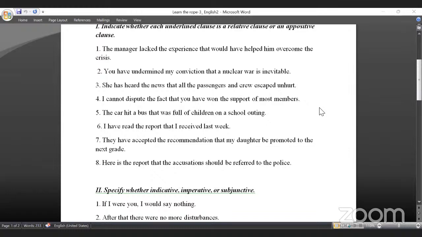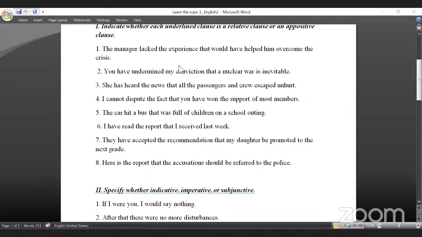Ma'am, here is the report. It means what report? Like they said that here is the report. So I find here is the report is quite incomplete. But the accusation should be referred to the police is a full sentence. But here is the report is something I find incomplete. Here is the report doesn't sound grammatical to you. Is that the case with others too? No, I'm asking others.